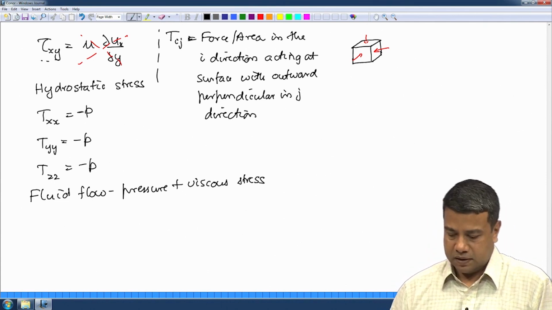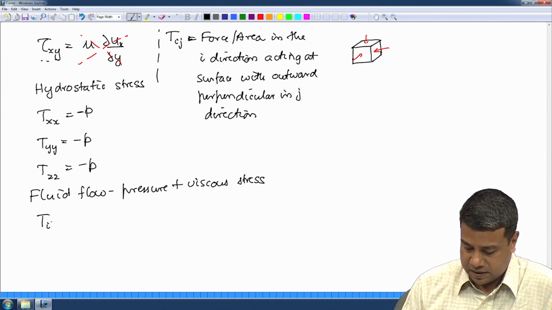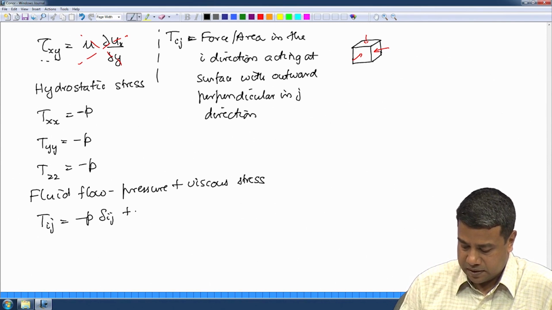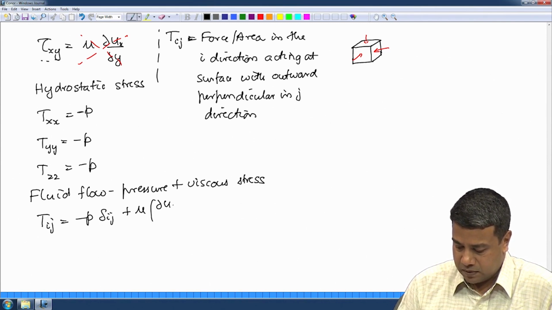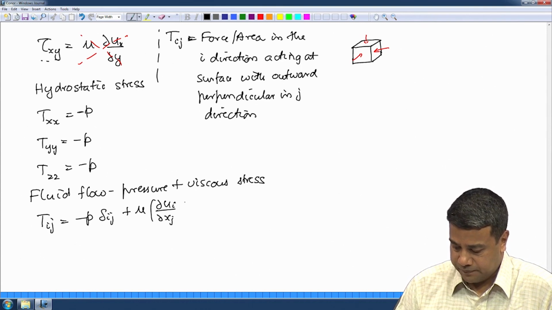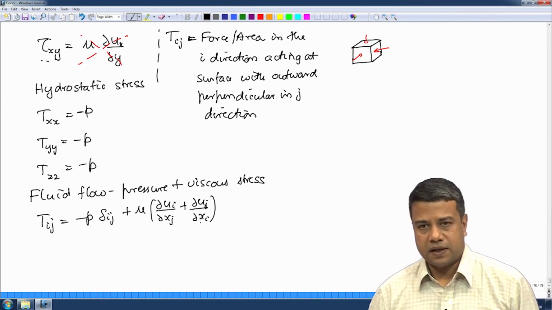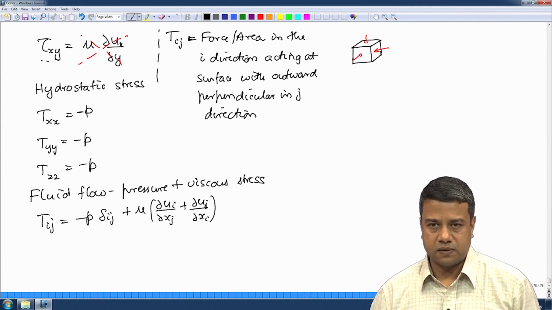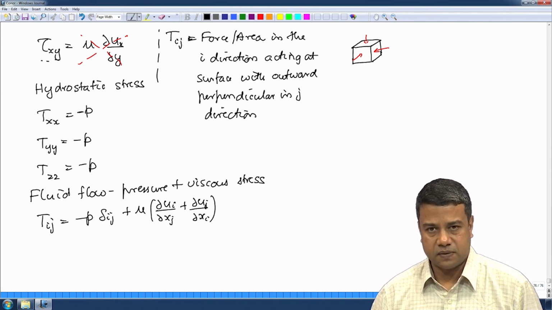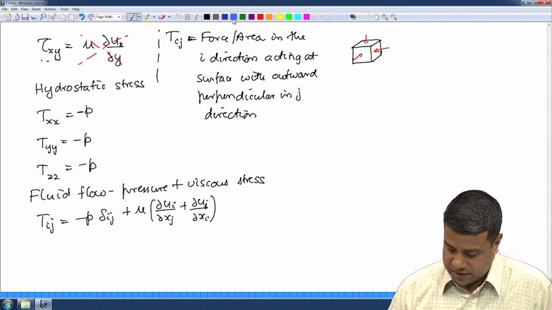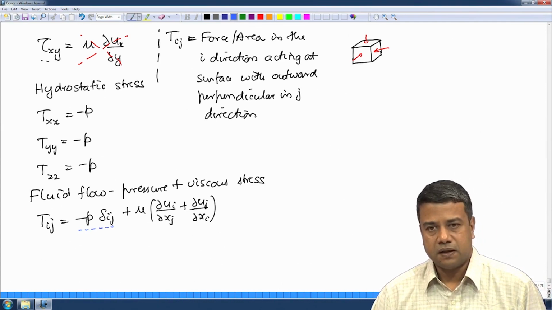And for a Newtonian fluid, the expression for the stress is Tij is equal to minus P delta ij plus mu into partial ui by partial xj, where i and j could be x, y or z. This first term here is the hydrostatic term. You recall the delta ij is 1 if i is equal to j, and it is 0 if i is not equal to j.